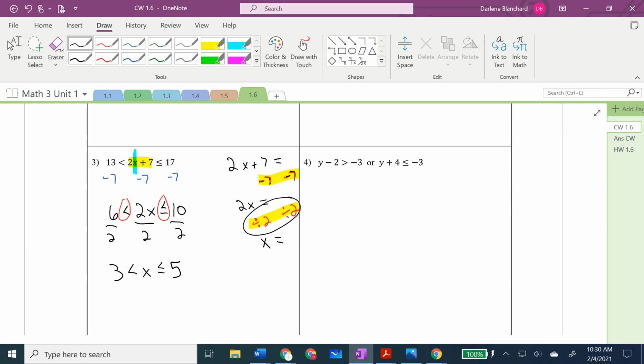And then from there, you're expected to draw the solution on a number line and write this in interval notation. So I'm going to show you those answers.